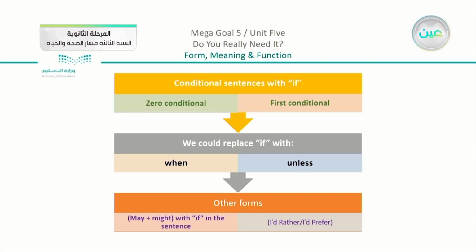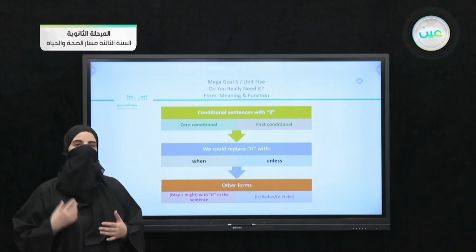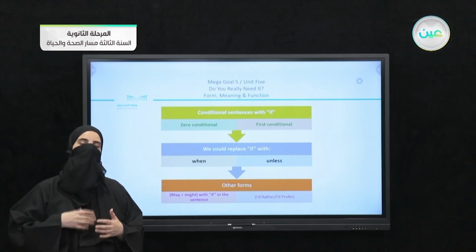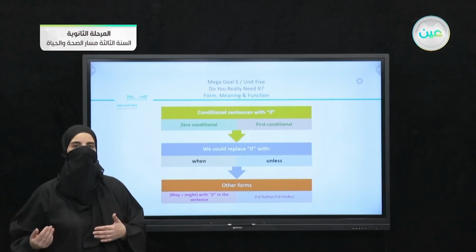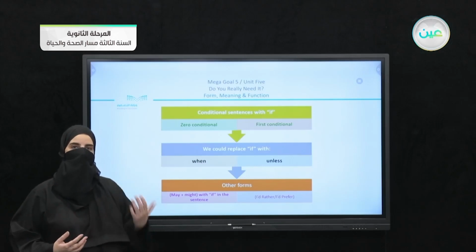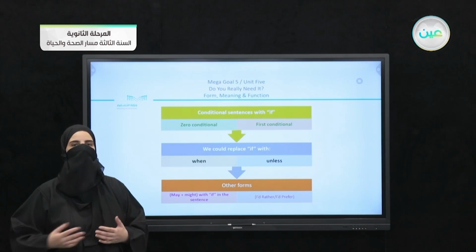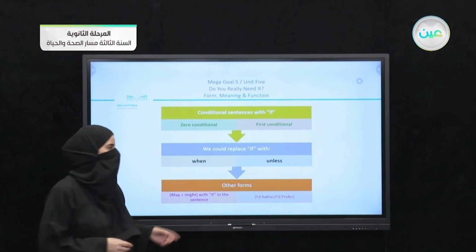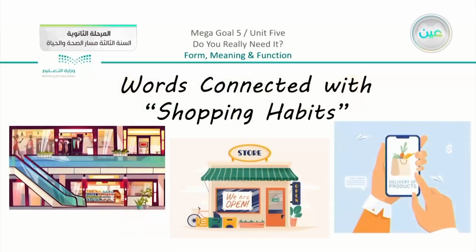Now we said that we can use may or might with if in the sentence. And I can also use I'd rather or I'd prefer. We have here the I and D together, I'd. They are short for I would. Would is the past tense of will, which is also used with the if clause. Now basically this is what we took in the form, meaning, and function.